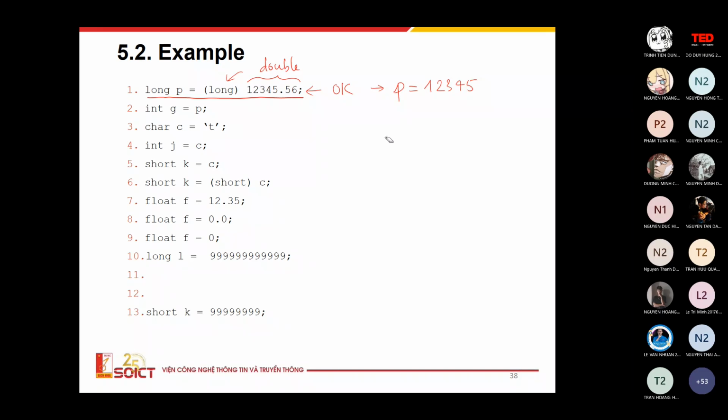Okay, so for the first command, the new value will be 12345. Okay, and for the second command, is this okay? Yes, I think it's okay. Yeah. Why? It simply assigns the value of p to g. p to g, and p is in the type?